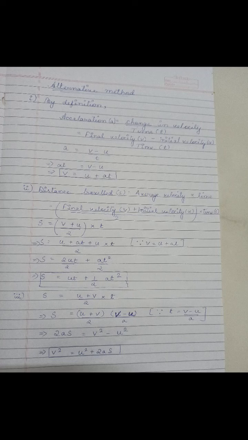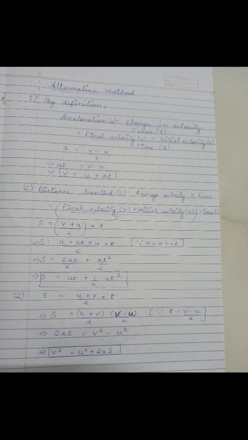Now for the third equation, again we will be applying the same formula for distance traveled, that is average velocity into time, that is (u plus v) by 2 into t. Now in the third equation, time does not play any role, that is time is not affecting the third equation. So we will replace t. Again from the first equation we are getting (v minus u) by a is equal to t. We are putting it, and then by cross multiplying, 2as is equal to v square minus u square.